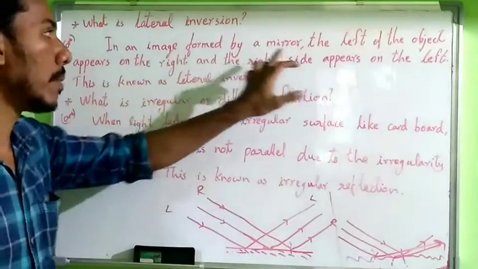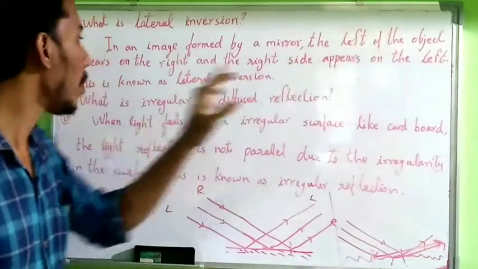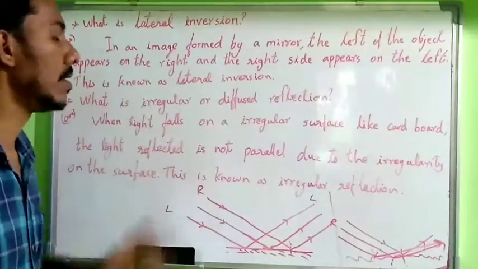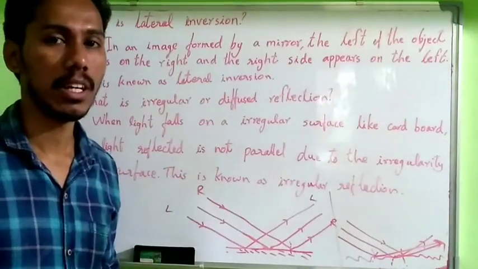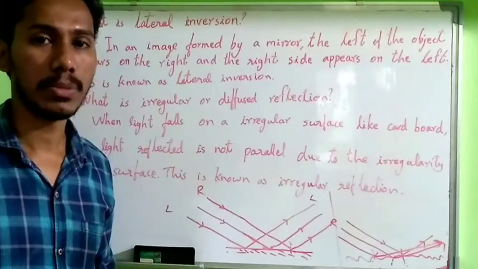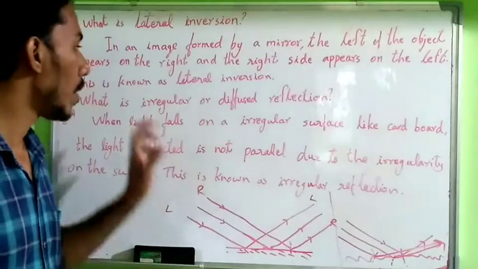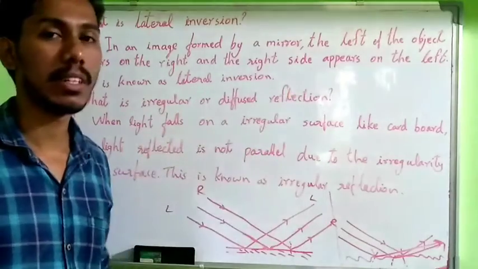In an image formed by a mirror, the left side of the object appears on the right and the right side appears on the left. This is known as lateral inversion in the case of reflection on a smooth surface. Okay. Then one more question. What is irregular or diffused reflection?